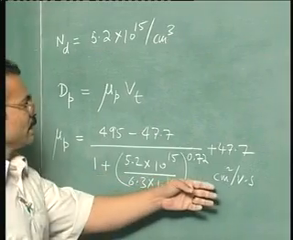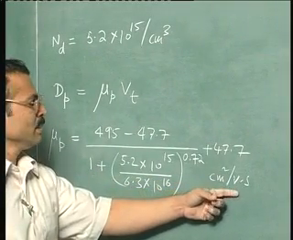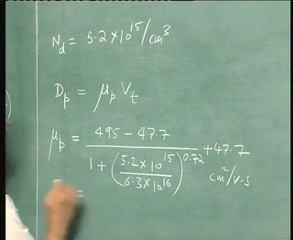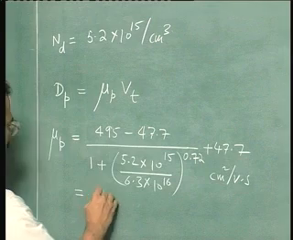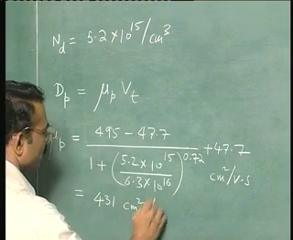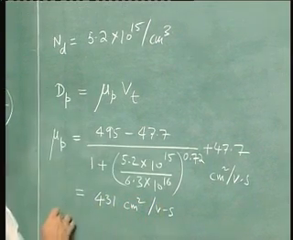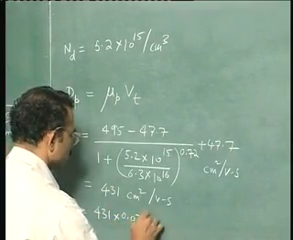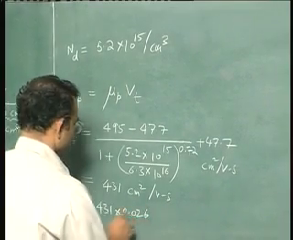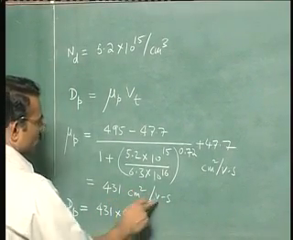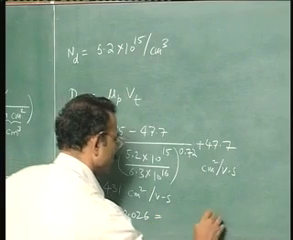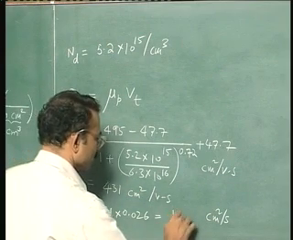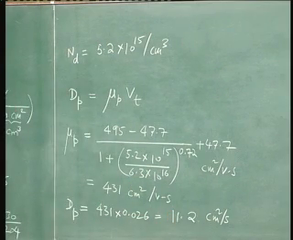Please note that whenever you write the magnitude, you must also write the units, dimensions. You should not forget, otherwise you go wrong in calculations. So this mobility turns out to be equal to 431 centimeter square per volt second, and therefore your Dp is 431 into 0.026. You see centimeter square per volt second, and this is volts, so volts will cancel and you will get centimeter square per second as the unit, and this will be 11.2. So that is your diffusion coefficient.